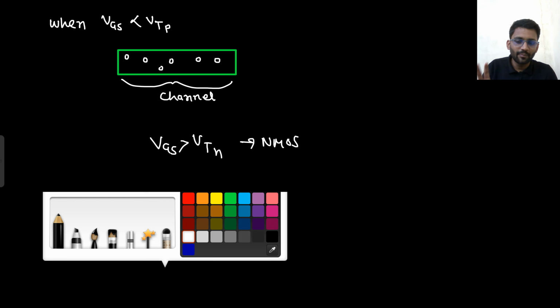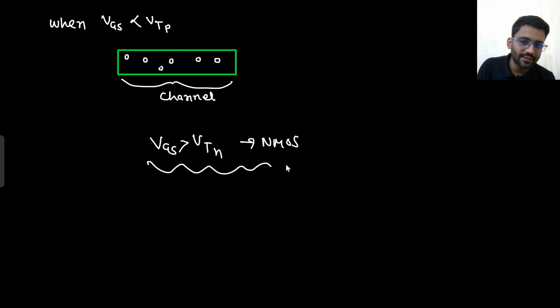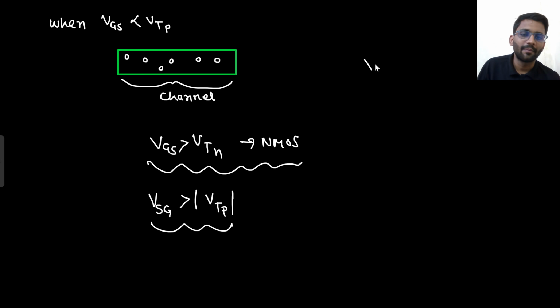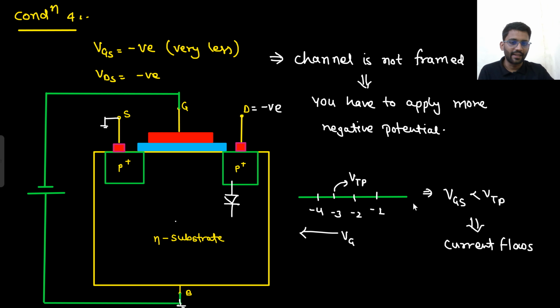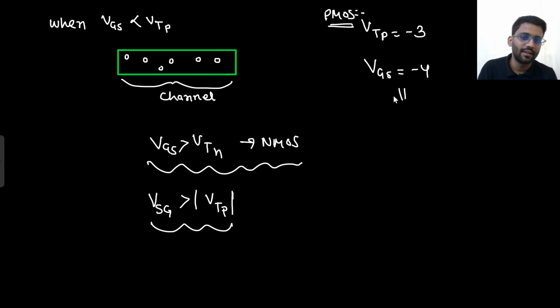So what is the simplest way to remember this? When you are going from NMOS to PMOS, you will just interchange gate and source. So what you will write is that your VSG should be greater than mod of VTP. I am saying that my VGS is -4 and my VTP is -3. This I am talking about PMOS. VTP is -3 and VGS is -4. That means my current will flow, right? ID will flow.